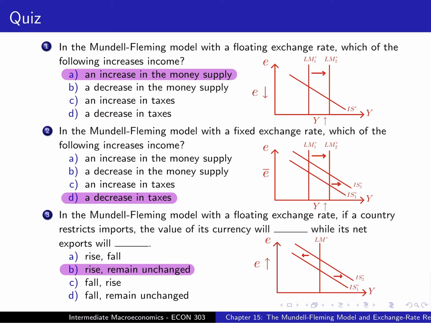Question number 3. If a country restricts imports, what happens to the currency and net exports under floating exchange rate? The correct answer is B. Currency rises and net exports remain unchanged. NX rises, shifts the IS star curve right, but E appreciates and offsets NX, then shifts the IS star curve backward, so NX stays the same.